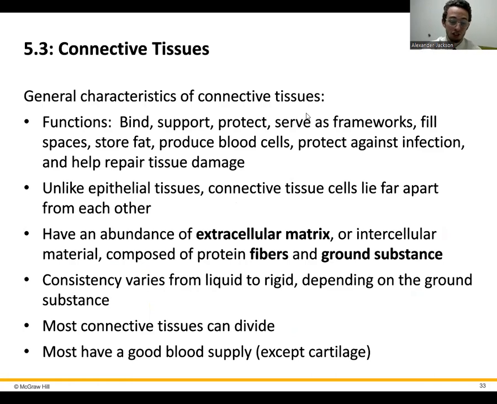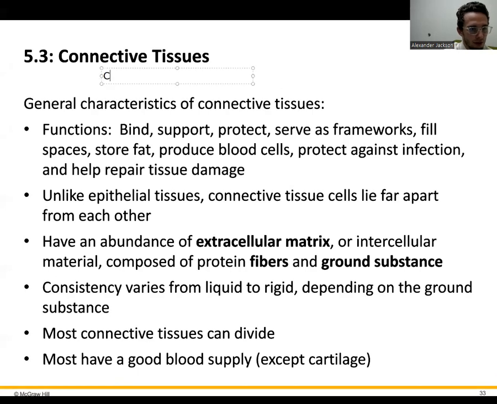So connective tissue does a whole lot of stuff, but one thing I want you to keep in mind is that the connective tissues, let me write this down. I want you to write this down as well. Connective tissues are made of cells, gels, and fibers. Cells, gels, and fibers.